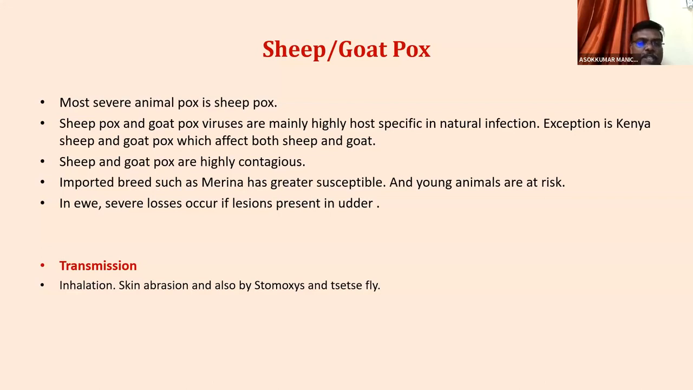Otherwise, when you have direct contact, or even contact with the scab or any fomites, it will spread fast. That means it is a contagious disease. The imported breeds, such as the Merino amongst the sheep, show high susceptibility to sheeppox. And young animals are always at risk. In ewes, severe losses occur if lesions are present in the udder. Obviously the young ones will suffer from difficulty in suckling, so you will see lamb mortality, and severe losses will be incurred by the farmers.